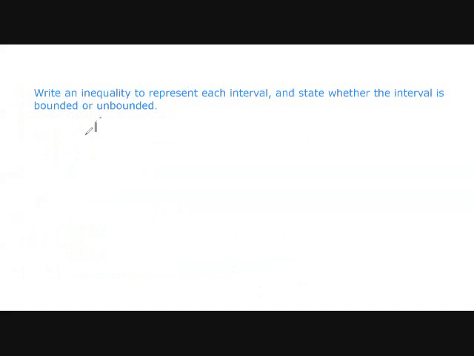Write an inequality to represent each interval and state whether the interval is unbounded or bounded. Okay, bounded or unbounded. So for example A, if I have negative 3 to 5, closed, this interval corresponds to x less than or equal to 5 and greater than or equal to negative 3. Then is this bounded or unbounded? It's bounded, correct? How do we know? Closed signs here and numbers.